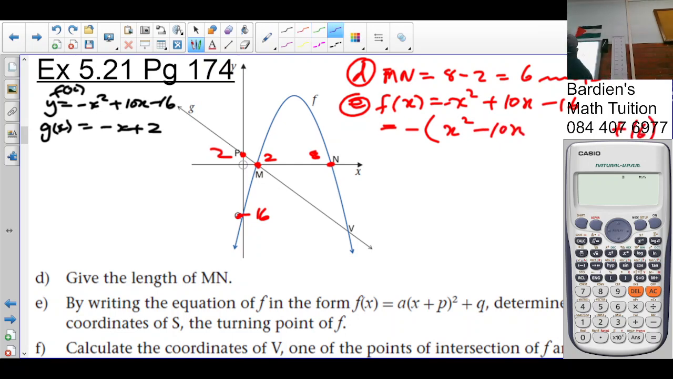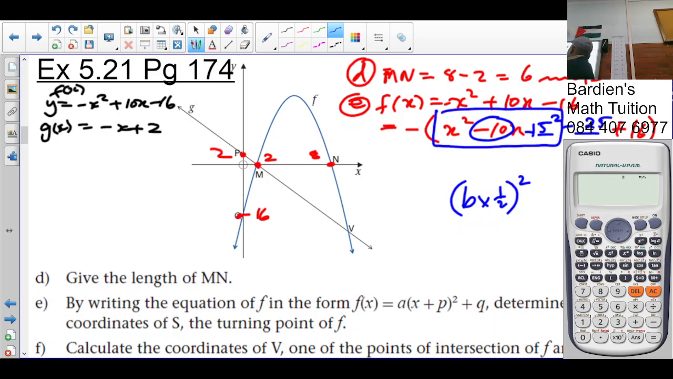So to complete the square, we must add a number and subtract the same number. And what's the number in this case? It's going to be b times a half, and b times a half must be squared. In this case, it's going to be negative 10 times a half, which is negative 5. And 5 squared is 25. So that's your perfect square number. Remembering that that number is always positive. It will always be positive.